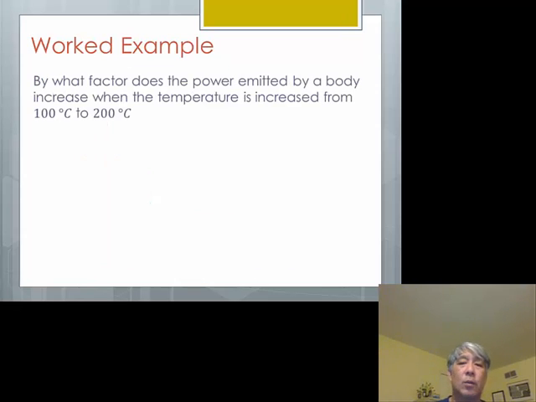Okay, so let's look at a worked example. By what factor does the power emitted by a body increase when the temperature is increased from 100 degrees Celsius to 200 degrees Celsius? Well, we're looking at power, so we're going to be working with this formula. Power is equal to epsilon sigma area T to the fourth. Since we're comparing it at 100 degrees Celsius to 200 degrees Celsius, area is going to be the same.